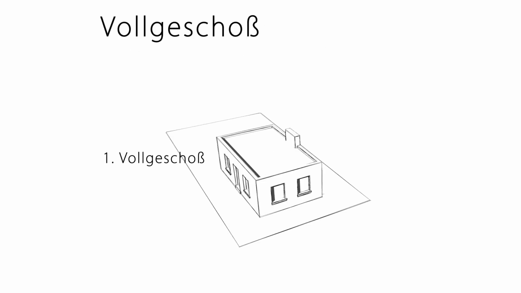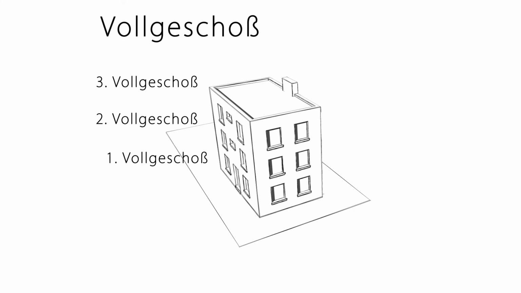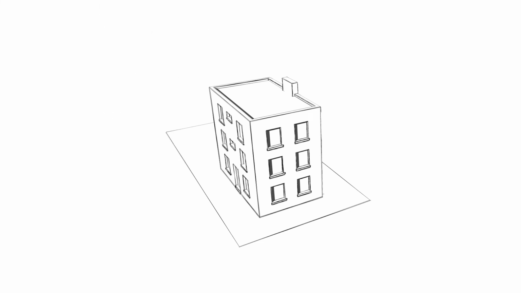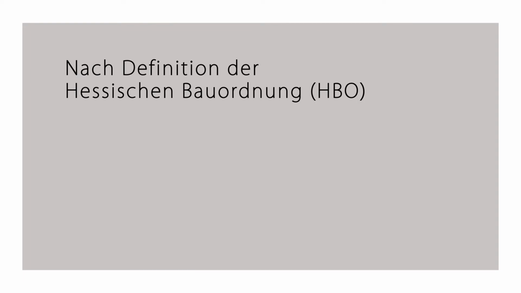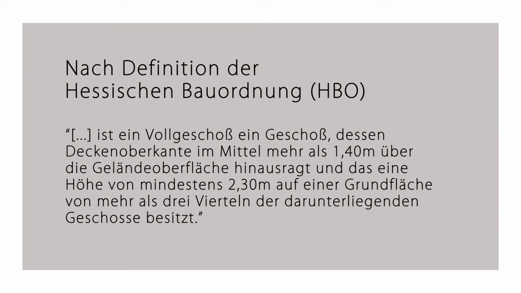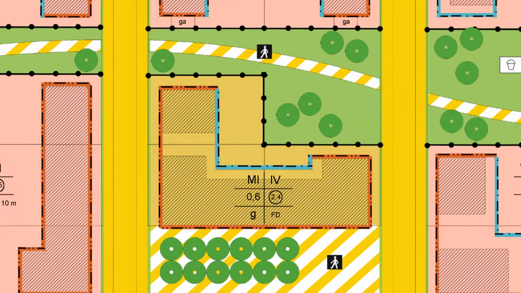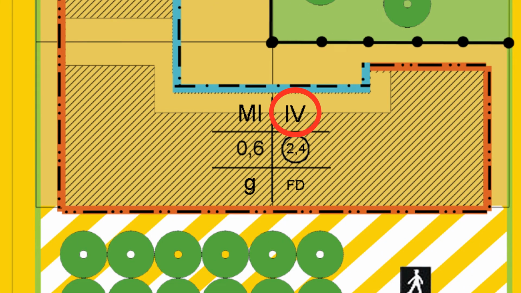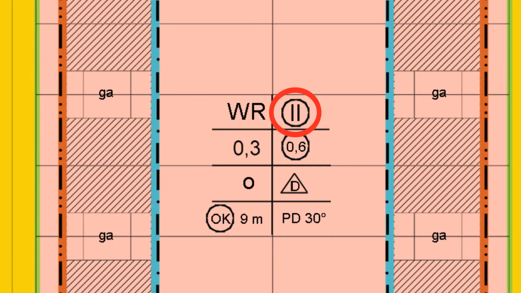The number of stories indicates the permissible number of stories or Vollgeschosse. The term Vollgeschoss is defined in the Landesbauordnungen, in which the definitions may differ from one federal state to the next. According to the definition in the Hessische Bauordnung, HBO for short, a Vollgeschoss is a story that has a ceiling with an upper edge more than 1,40 meters above the ground on the average and that has a ceiling height of at least 2,30 meters on a surface of at least 3/4 of the surface of the floors below it. A Roman numeral in the Baukreuz in the Bebauungsplan indicates the maximum permissible numbers of Vollgeschosse. If a number of Vollgeschosse is circled, it is mandatory.